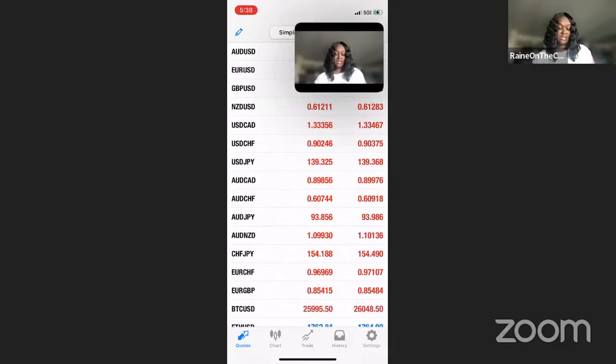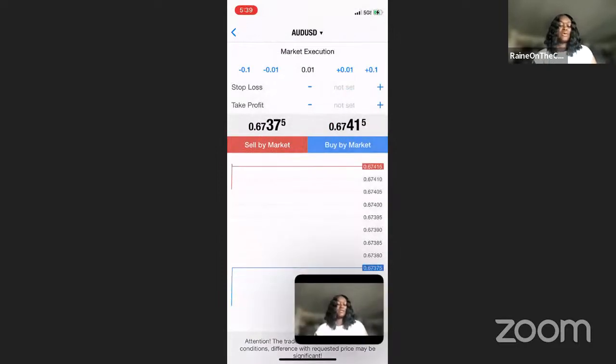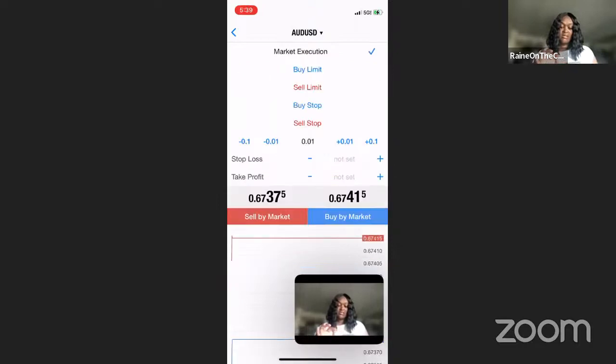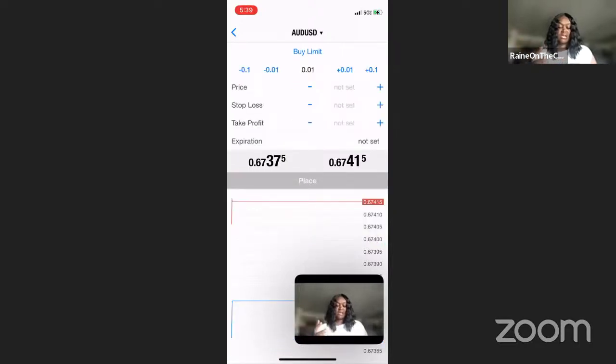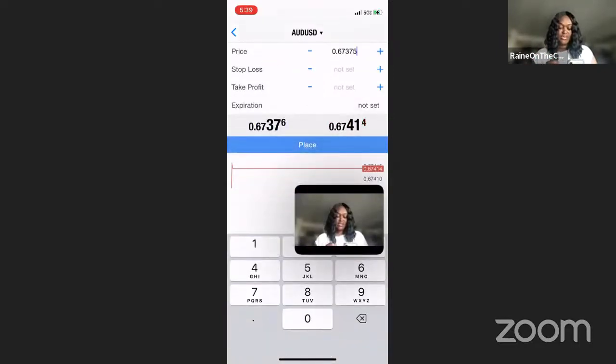So say you're going to take the trade. AUD USD, you hit trade. It's going to tell you whether it's a market execution, buy limit, sell limit, buy stop, or sell stop. If it's market execution, you're entering as is. If it's one of those pending orders, you choose whichever one it may be, right? So let's say it's a buy limit on AUD USD. You're going to enter the entry price that you were given.